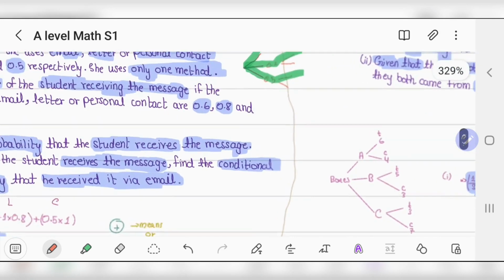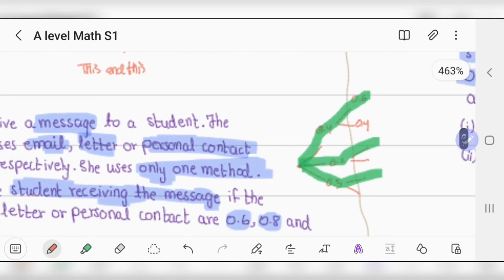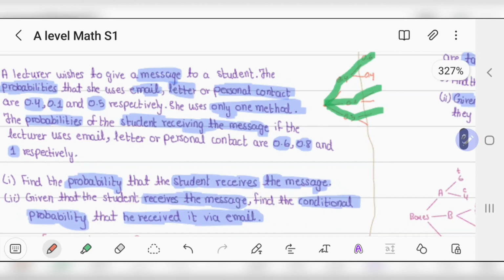So the lecturer decided to send the message through email, 0.4, and then the student received the message, 0.6. Or she decided to send the message in the form of a letter, and the student received the message. Or she decided to send the message by personal contact, and the student received that message. So 0.4 times 0.6 plus, which means or, 0.1 times 0.8 plus 0.5 times 1. So this is the answer.